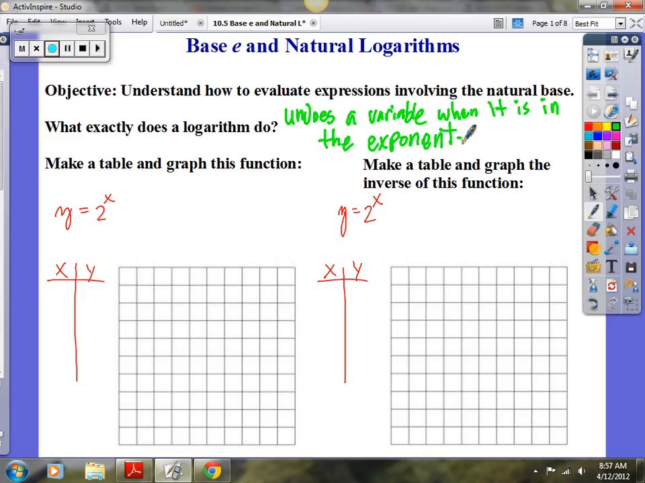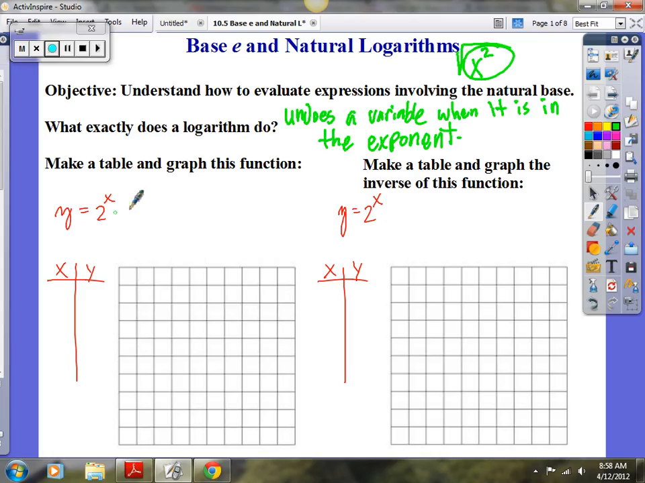So it's an operation. It undoes stuff. That's how you solve for a variable. What undoes multiplication? What undoes addition? What undoes this, Berto? What undoes a square? A square root. But what's the difference between x squared and 2 to the x?